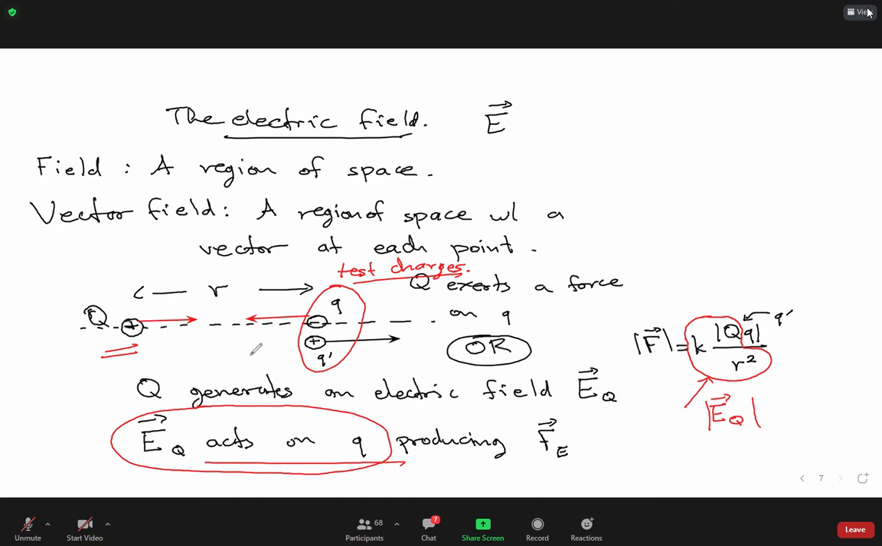I would like for the field due to this charge to not depend on the test charge. Someone else, maybe you doing the experiment, could have grabbed a different test charge. But we want our answers to be the same, because otherwise there would be no point. So let me go to the next page and formally define the electric field.